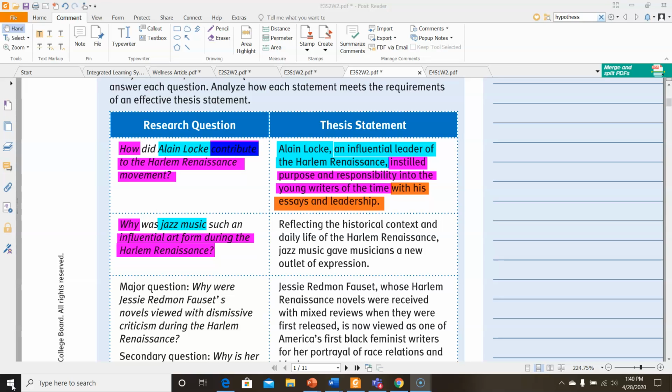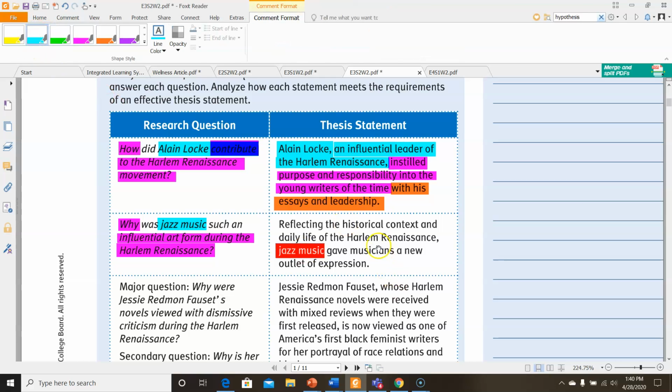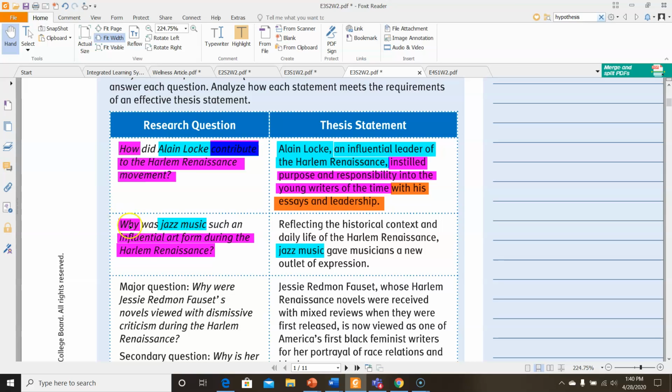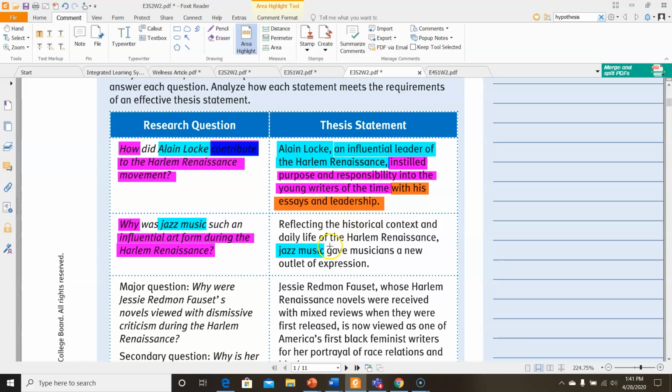So we have to evaluate which part of this is our topic, which is our point, and which is our reason. So here we need to find our topic in this part. So our topic is all the way down here, jazz music. And I'm going to make that teal for topic. Now I need to say why it's an influential art form during the Harlem Renaissance. So reflecting the historical context and daily life of the Harlem Renaissance, what did it do? It gave musicians a new outlet of expression. So it was an influential part because it gave musicians a new outlet of expression, which is my point.